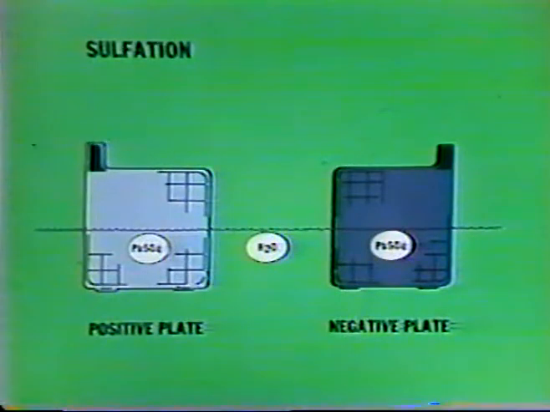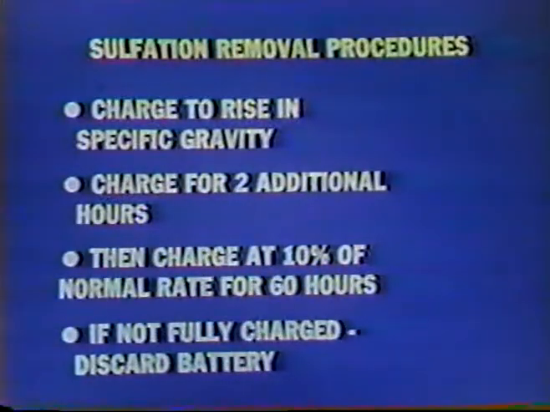If a battery is allowed to sit for a period of time in a discharged condition, or if the electrolyte level is low for a period of time, the lead sulfate will harden. A battery in this condition is said to be sulfated. It may be possible to remove the hardened sulfate by a constant current charge until there is no rise in specific gravity for a 2-hour period, then charge at 10% of the normal rate for 60 hours. If the battery is not restored to a full charge condition, it should be discarded.